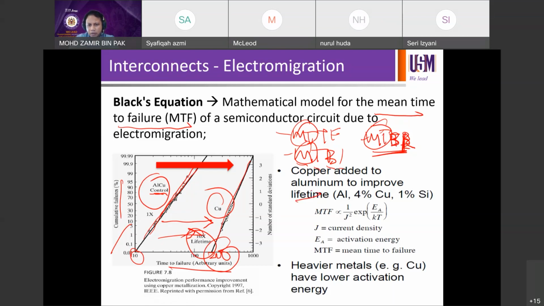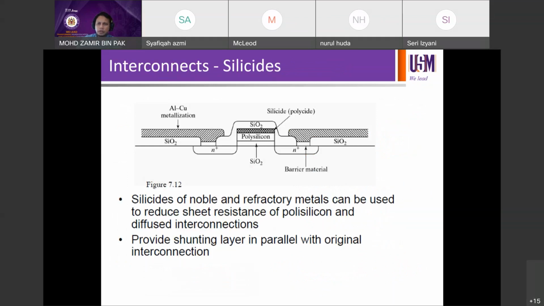Yes, you can add on, and this is the equation: MTF is proportional to 1 over J squared times exponential of EA over kT, where J is current density, EA is activation energy, and MTF is mean time to failure. Heavier metals, for example copper, have low activation energy. So you can switch to heavier metals, for example to copper, in order to increase the lifetime of your contacts and interconnects.